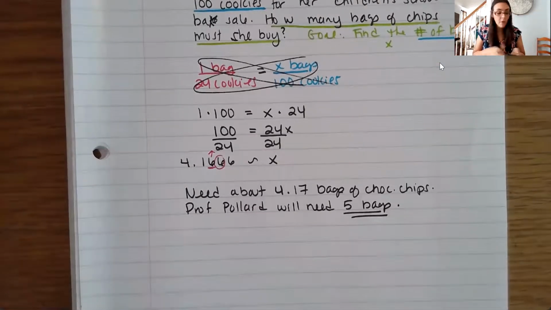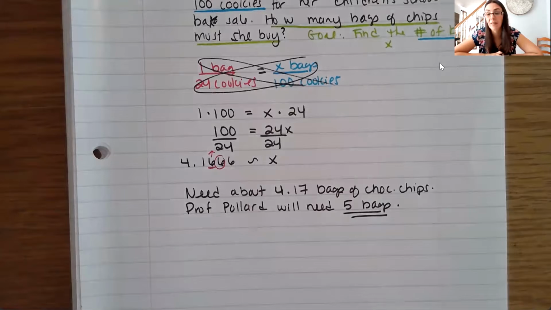Now I know I don't need the full 5 bags, right? I'm going to have extras, so I have a lot left over. But if I want to make at least 100 cookies and I want my cookies to be awesome, I don't want to skimp on the chocolate chips and only buy 4 bags. I'm going to buy that extra bag of chips, and then I'll have a little bit extra for next time.